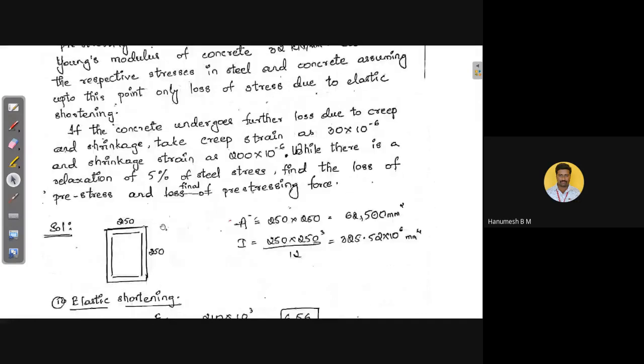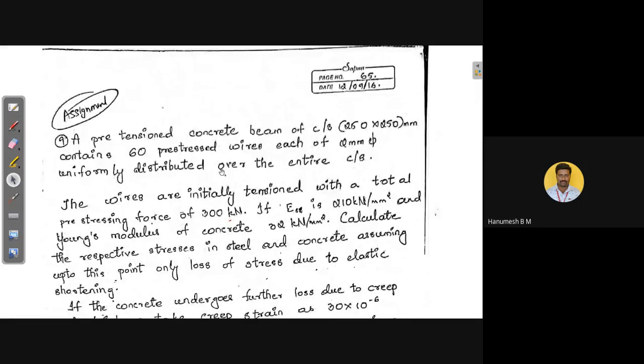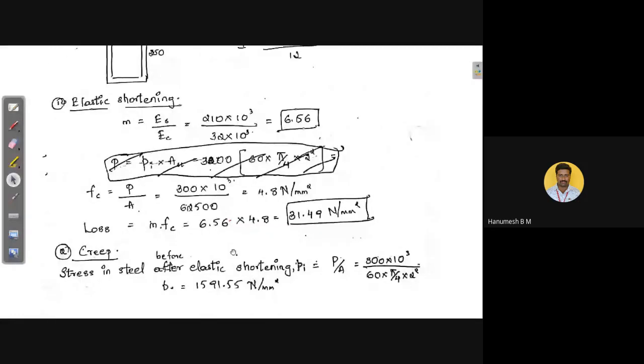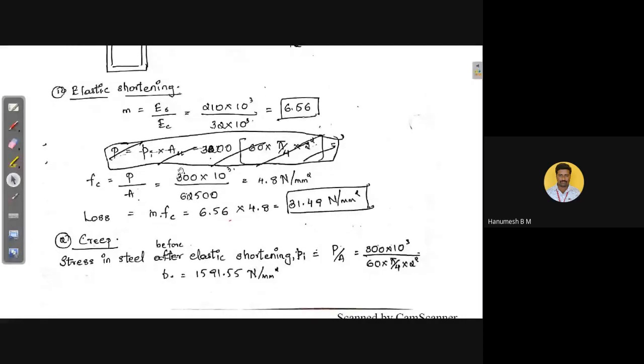Because in the data he has clearly given that the wires are uniformly distributed over the entire cross section. The statement is very important. Uniformly distributed over the entire cross section means the CG of the concrete will coincide with the CG of the steel. Hence, the eccentricity is equal to 0. Eccentricity is equal to 0 means the second term will be equal to 0. Second term ಏನಾಗುತ್ತೆ? 0 ಆಗುತ್ತೆ. 0 ಆಯಿತು. ಅವಾಗ ಏನಾಗುತ್ತೆ? FC is equal to only the first term, capital P divided by A.